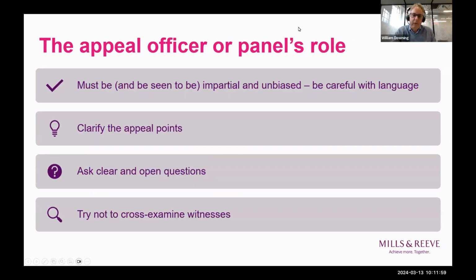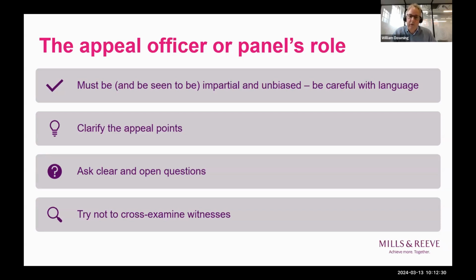The key aspects of the appeal person's role are set out here, and I think it's boiled down to four top tips for an appeal manager to be successful. There are a couple of questions that have been raised about the right of appeal and specific grounds for appeal, and picking up on Remziye's point about rehearings: you don't have to do a rehearing.